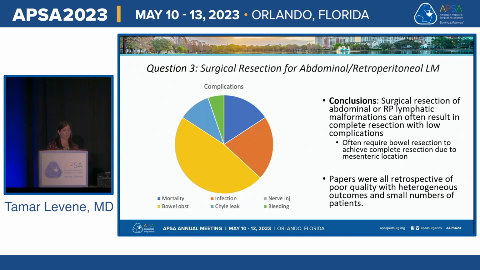The most common complication reported was that of bowel obstruction, which makes sense because when resecting an abdominal or retroperitoneal lymphatic malformation, oftentimes this does involve a bowel resection, given the mesenteric location of the lymphatic malformation. All in all, what we found from the papers that we evaluated was that surgical resection of abdominal or retroperitoneal lymphatic malformations can often result in complete resection with low complications and low recurrence rates. These papers, however, were all retrospective, of somewhat poor quality with heterogeneous outcomes, and an overall small number of patients that were included.